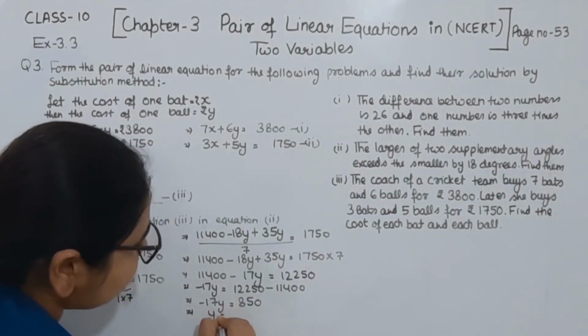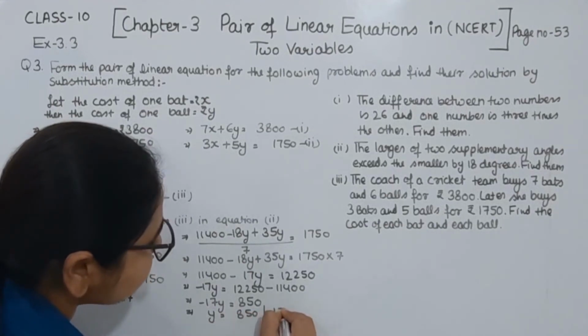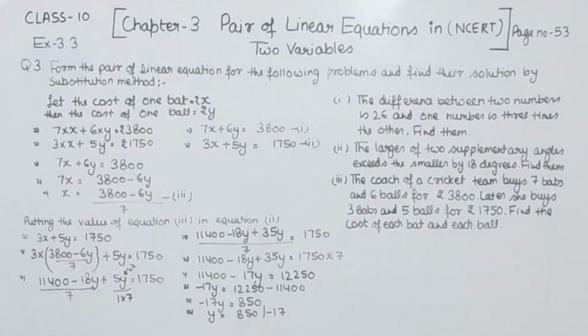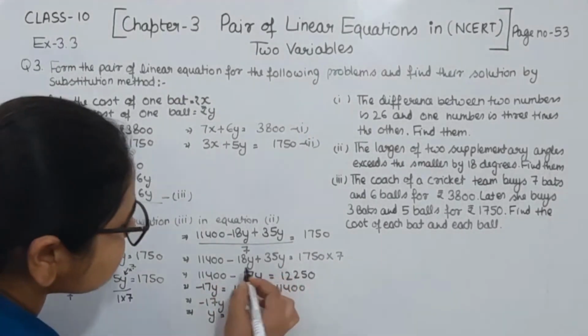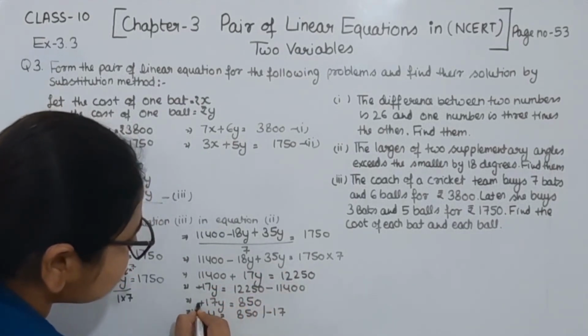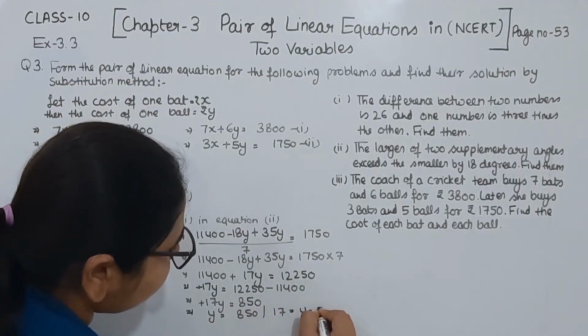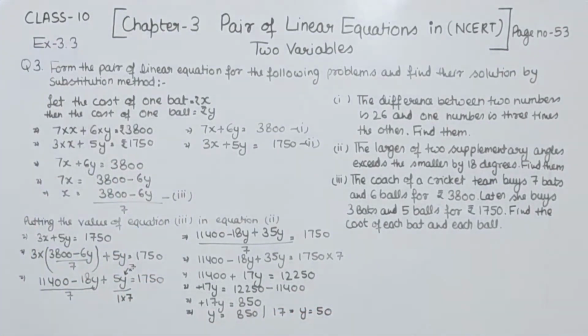Now y is equal to 850 divided by minus 17. When you divide this, you will get the value 50. So the value of y is 50. This is the positive one. We get this 17y from the positive one. So the value of y is equal to 50 here.